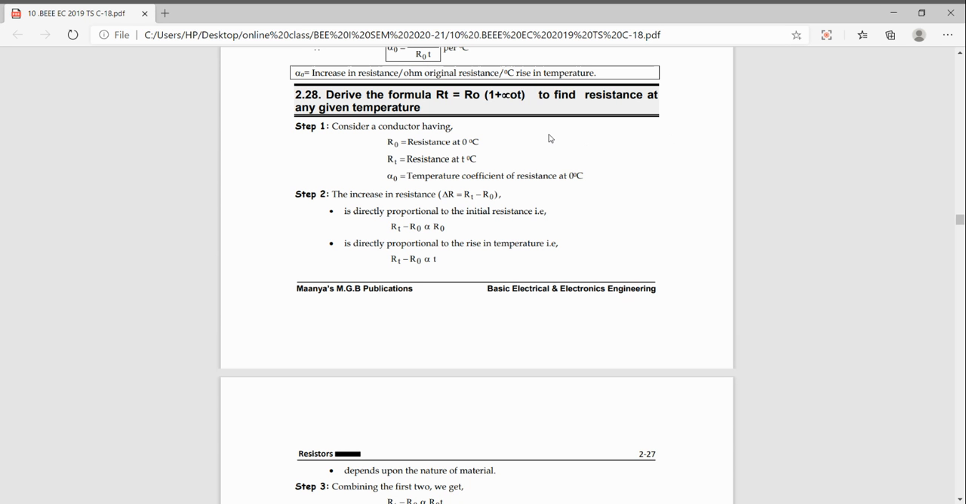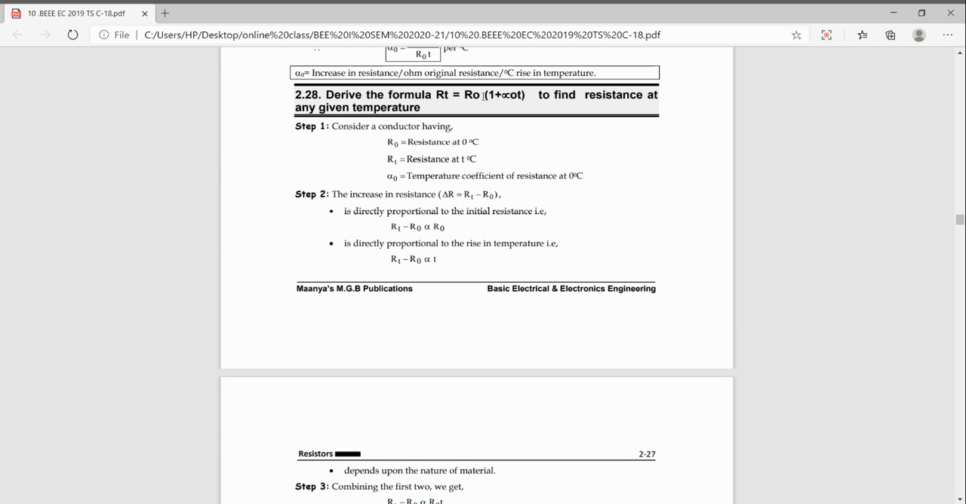So derivation also there. So here RT is equal to R naught into 1 minus alpha naught into T. This formula will be used to find the resistance at any given temperature.